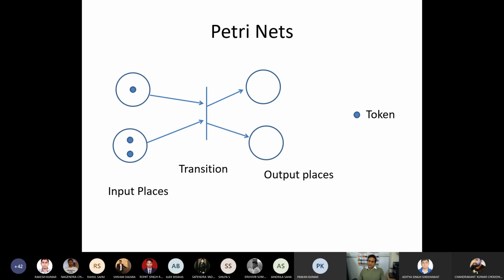Now once the transition is fired, we are moving into some sort of output places. That means it is giving some sort of output. So the output alternatives can be of two kinds here.